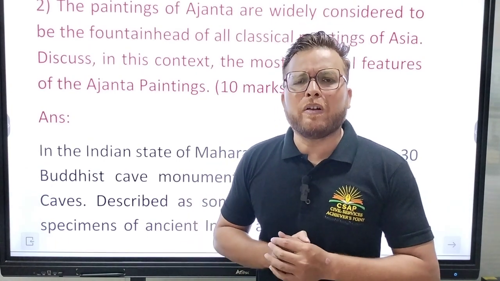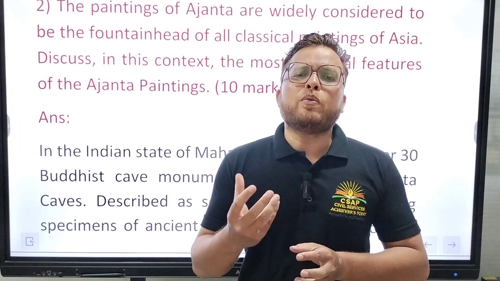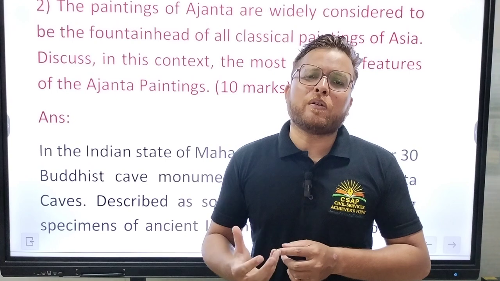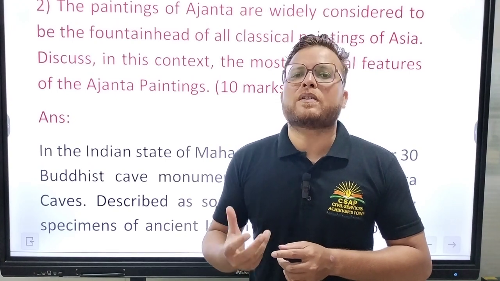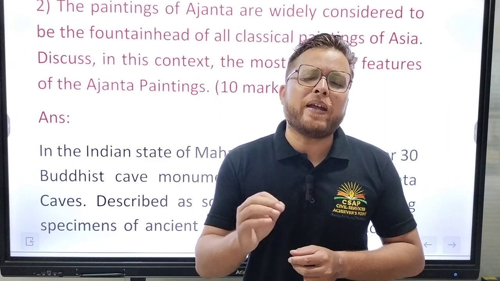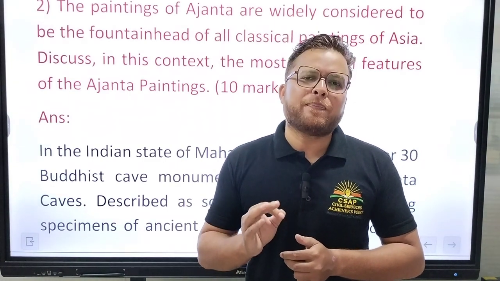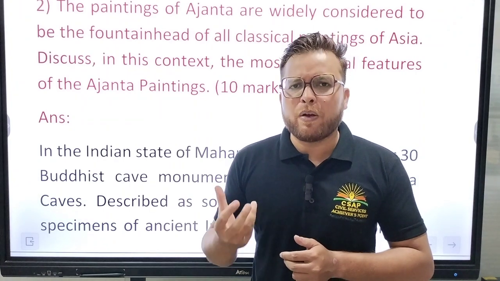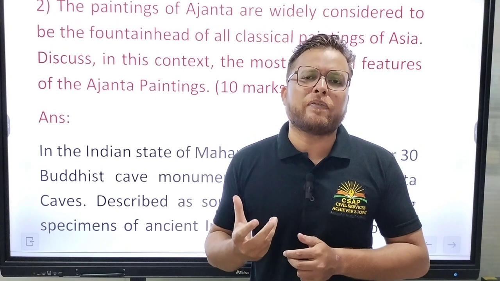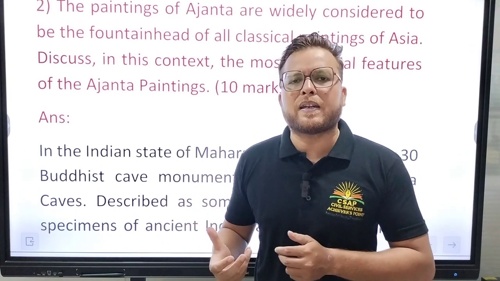Now, what is the meaning of naturalism? You have to know the location of the Ajanta caves. Like I said, Ajanta caves are located in Aurangabad. But where in Aurangabad? You must be aware of the Western Ghats. Western Ghats are very, very important in geography in Maharashtra. As we all know, they are known as Sahyadris.